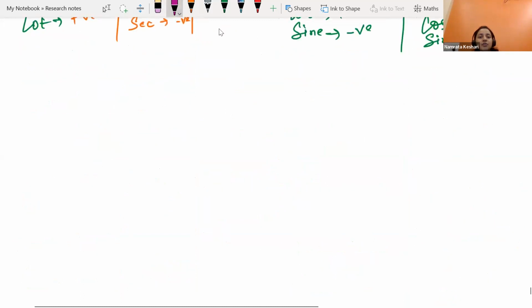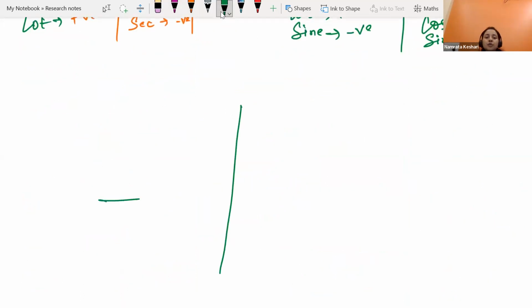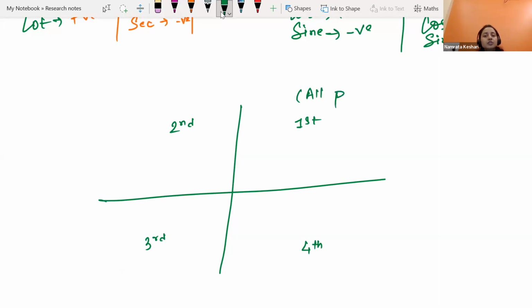Okay, so let's summarize everything we discussed so far. There are four quadrants: first, second, third, and fourth. In the first quadrant, all trigonometric ratios are positive. In the second quadrant, x is negative and y is positive. If we compare it with our coordinate, cos x comma sin x, then we realize that here sine is positive, and due to that cosec is also positive. So here sine and cosec are positive, and the remaining are all negative.